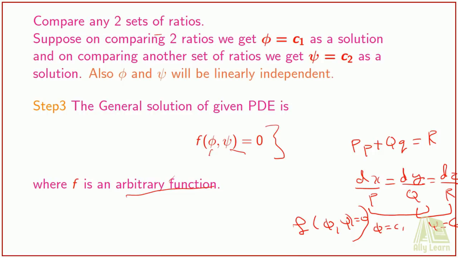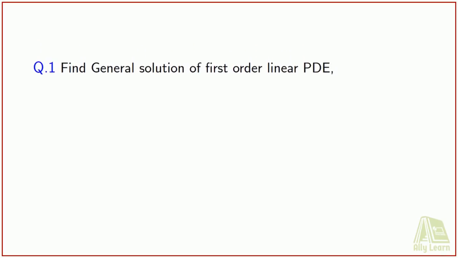Okay friends, so these were the steps regarding calculating the general integral of a first order quasi-linear PDE. Now we move towards a question. My first question is, find the general solution of the first order linear PDE given by the equation xp plus yq equals z. Here p is the partial derivative of z with respect to x, and q is the partial derivative of z with respect to y.